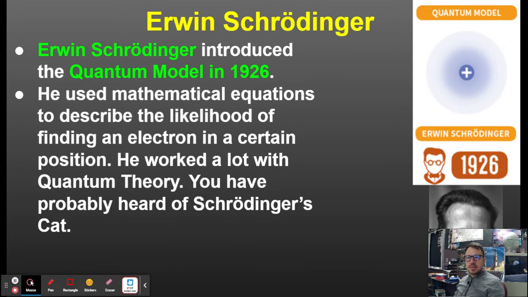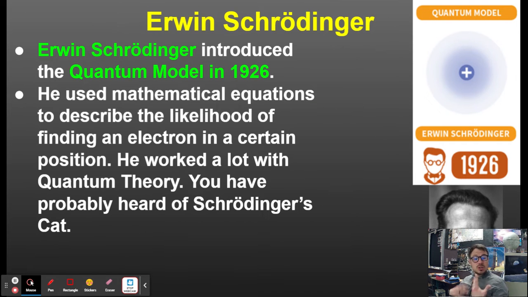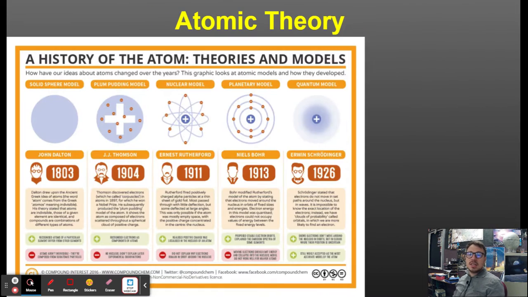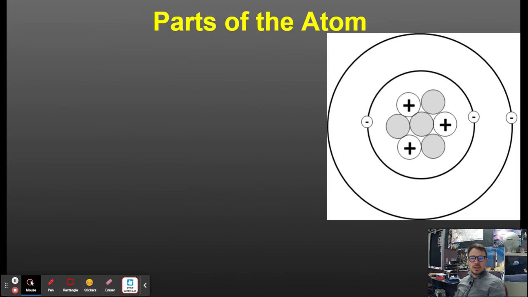Now, he used mathematical equations to describe the likelihood of finding an electron in a certain position. He worked a lot with quantum theory, and you've probably heard of Schrödinger's cat, right? That's a famous thought experiment just to show how weird things can get at the quantum level. So this is the atomic theory, just based on observations and what we think of the atom. And the quantum model is what we're operating on now, but we're still discovering new things all the time.